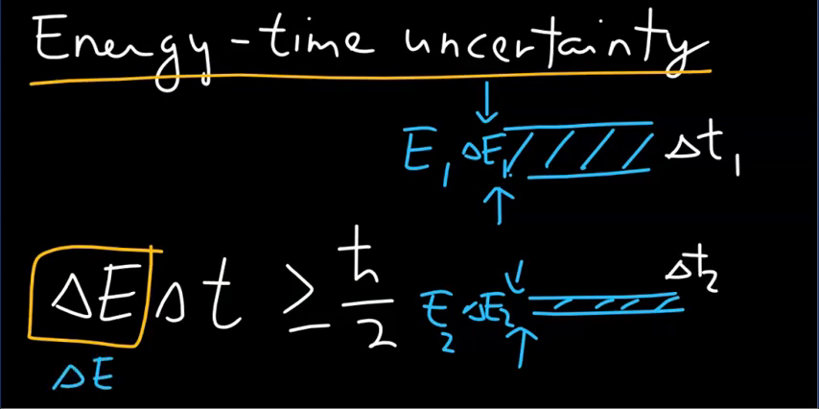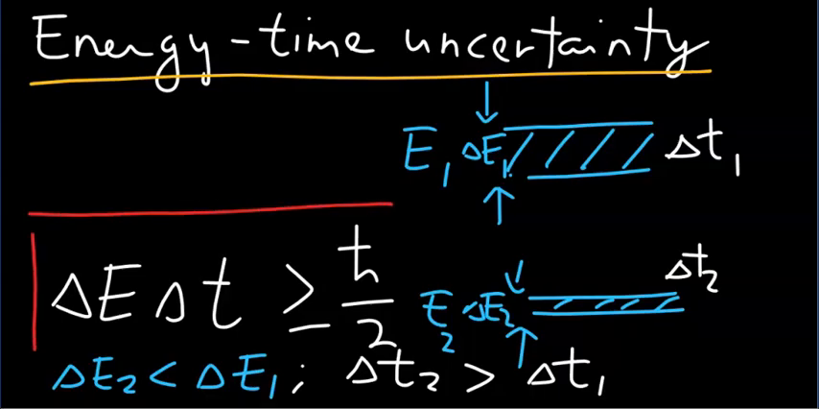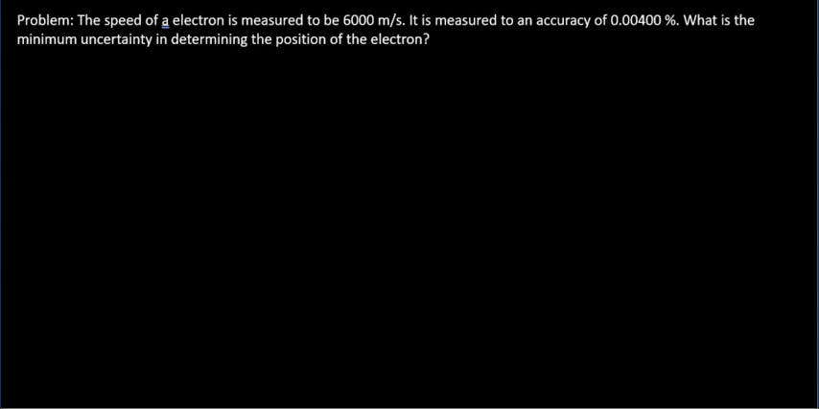Since delta E2 is a smaller spread than delta E1, the lifetime of the energy state E2 is longer than the lifetime of that state E1. All this while they are obeying this expression. Let's look at the following problem.